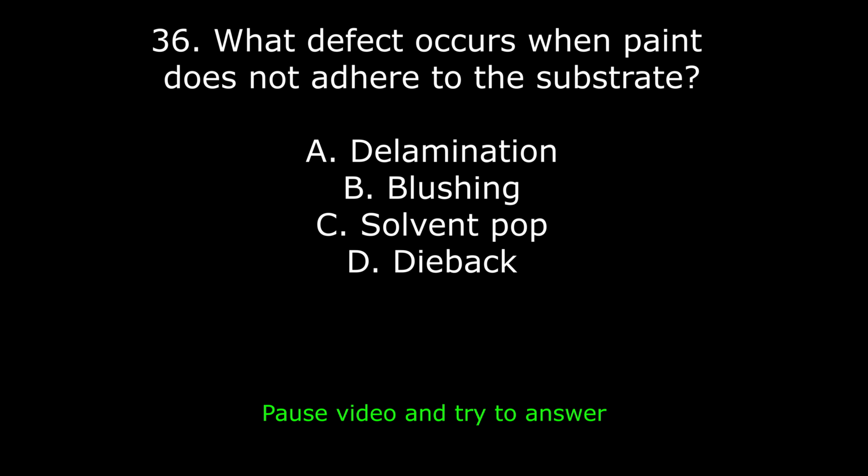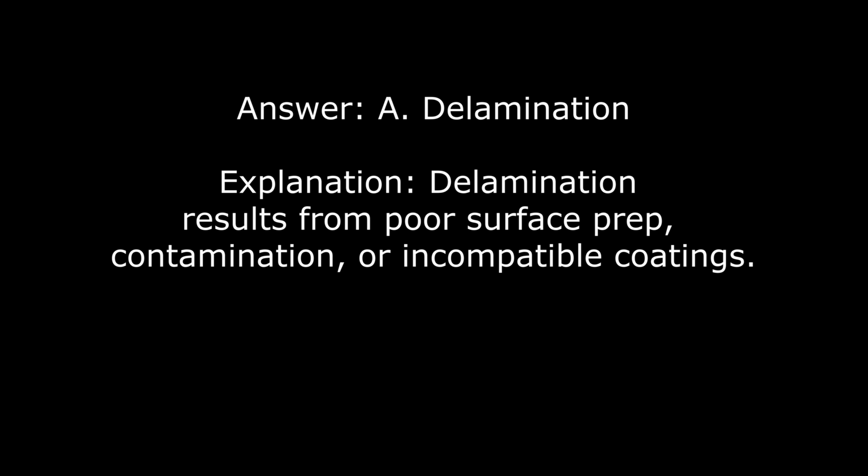36. What defect occurs when paint does not adhere to the substrate? A. Delamination. B. Blushing. C. Solvent pop. D. Dieback. Answer: A. Delamination. Explanation: delamination results from poor surface prep, contamination, or incompatible coatings.